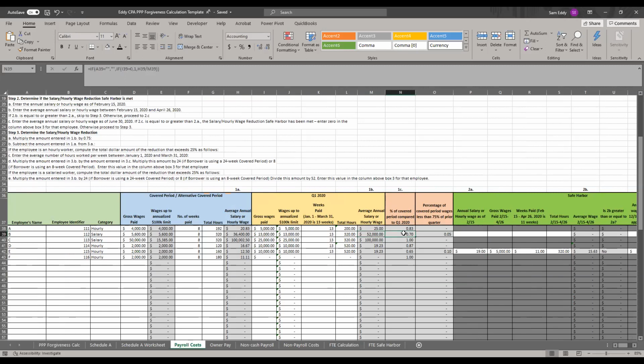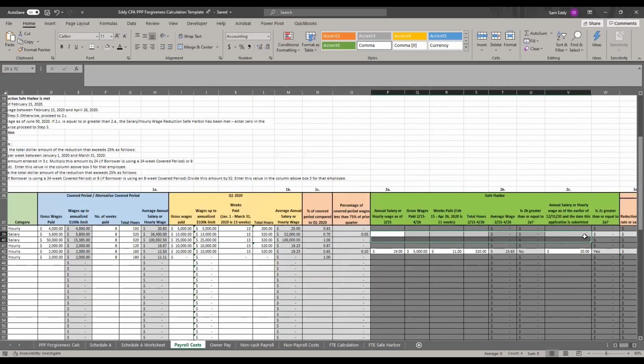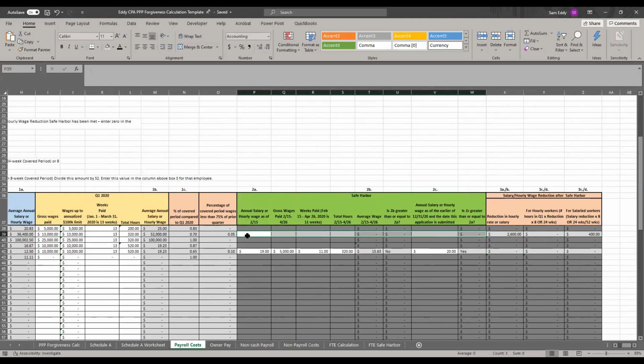Contrary to that one, in the second example, we've only paid 70% of what we paid that employee in Q1 2020. So we have a potential 5% reduction here in the salary that would cause a reduction. Now we would have to look at the safe harbor requirements for this employee, which compares their annual salary or hourly wage as of 2/15 to the period from 2/15 to 4/26.